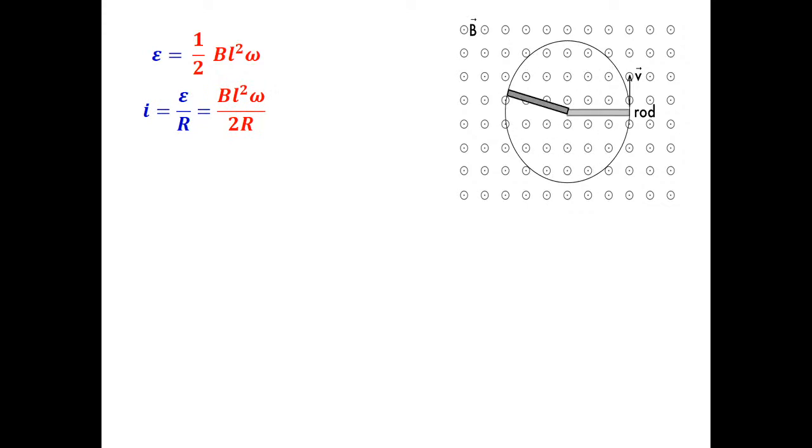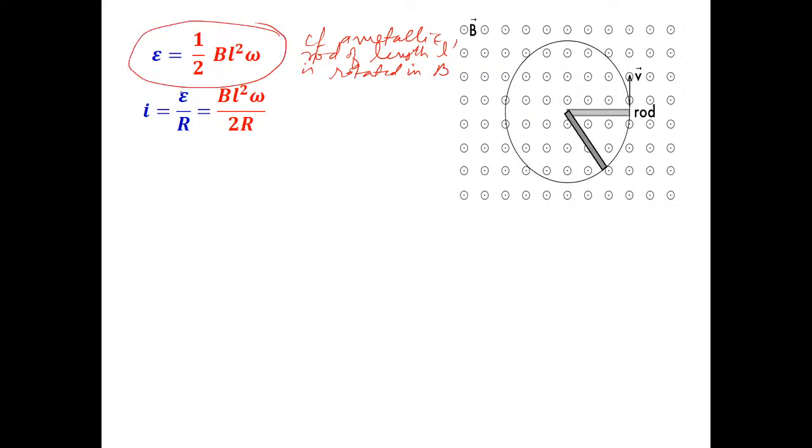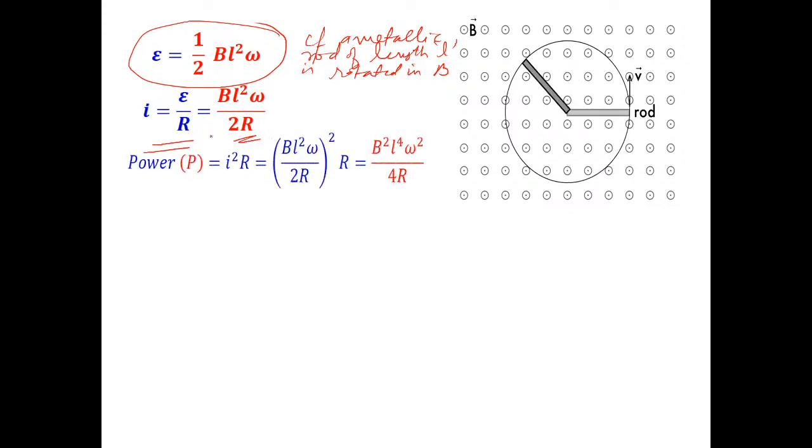So the EMF developed in a metallic rod of length L rotated in a magnetic field B will be equal to half B L square omega. That's the equation. The current is EMF divided by R, so it is half B L square omega divided by capital R. The power is I square R, so we can take I square R.